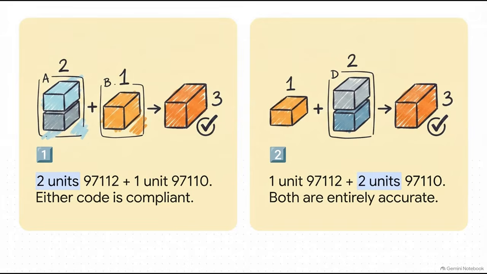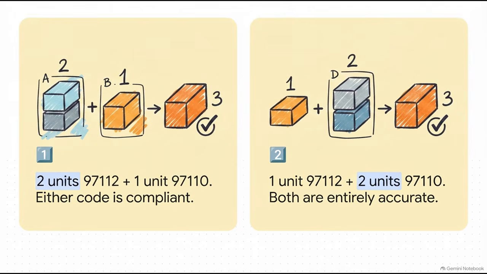Now for case 4. This is a sub-8-minute bundling scenario. Imagine 7 minutes of 97112, 7 minutes of 97110, and 7 minutes of 97140. None of these hit that 8-minute threshold individually. But combine them, and you have 21 total minutes. Looking back at our chart, 21 minutes qualifies for 1 unit.